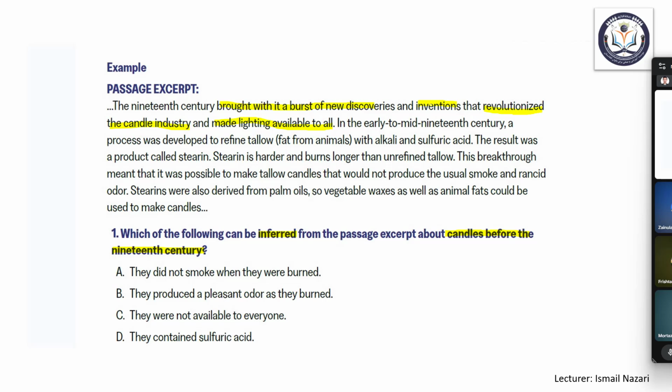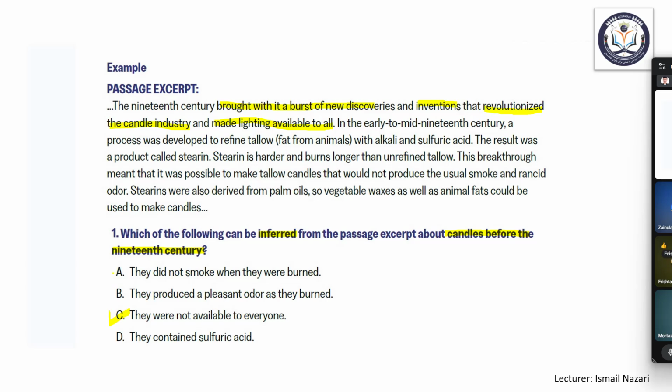Or when it says new inventions, it means before the 19th century, these inventions were not available. So it is the indirect message that this sentence will convey. So C is the correct choice. They were not available to everyone. Here we have candle before the 19th century, so that's the correct choice.